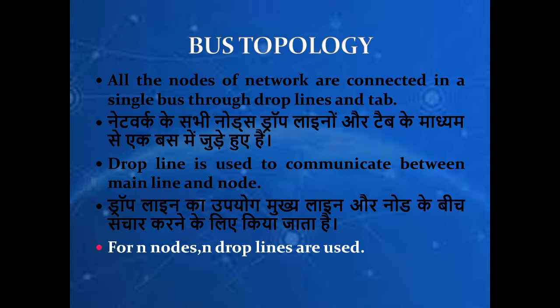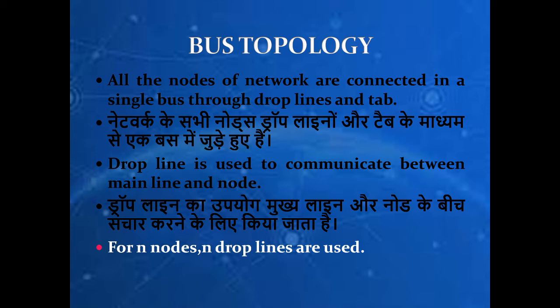Okay, so in case of bus topology, all the nodes of the network are connected to a single bus through drop lines and taps. So one single line is there and all the nodes are connected to that particular single line. That single line or that bus is also known as the backbone, because that single line is the backbone of the whole bus network. And what is a drop line? A drop line is used to communicate between that main line and the node.